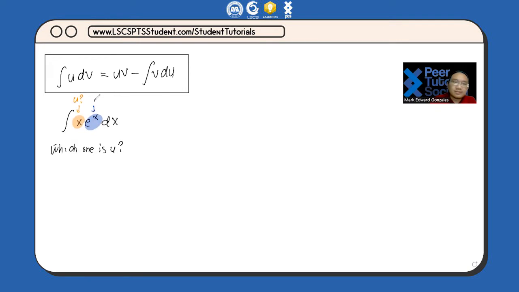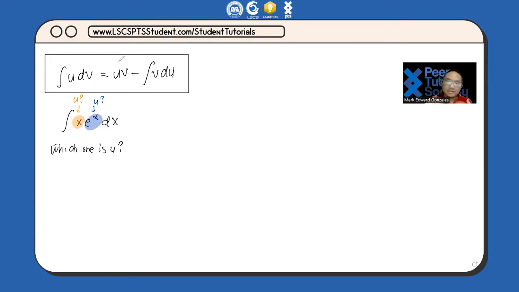Well, to be very honest with everyone, we don't actually know which one is u right at the beginning. We have to do a little bit of guess and check, a little bit of trial and error. Well, we can reduce the amount of trial and error through a bit of intuition and loads of practice and experience. But essentially, it's a guess and check.